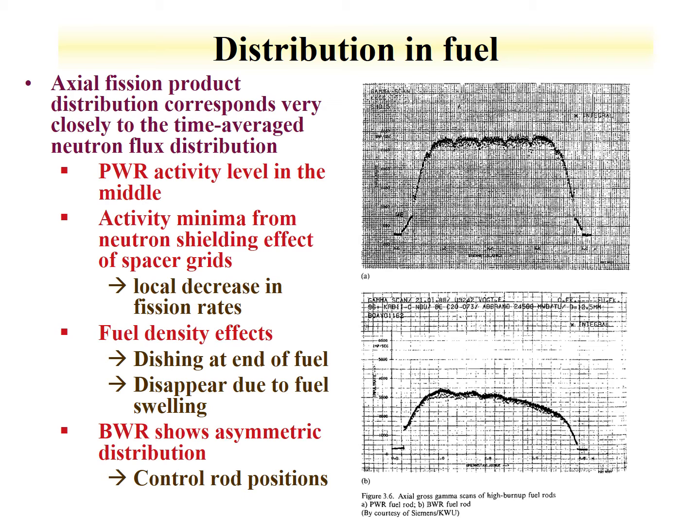There's also some fuel density effects that can influence this behavior. So for instance, if fuel swells, there's a void, there won't be any fission in a certain area, and you can kind of see some small dips here. If there was a void here, it could be much larger. And also dishing at the end of the fuel, where the fuel has a concave shape, so you get a void in a certain area. The boiling water reactor shows an asymmetric fuel distribution, and for this particular example, this is due to control rod positions, so there's fewer neutrons in an area where the control rod is located due to the absorption of the neutrons by that control rod.